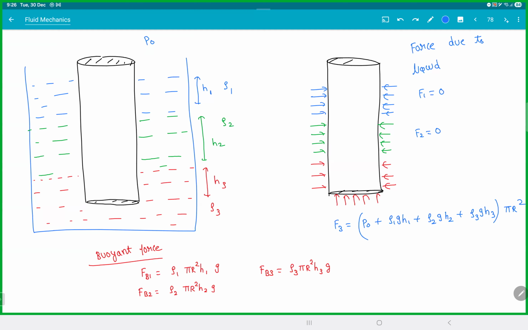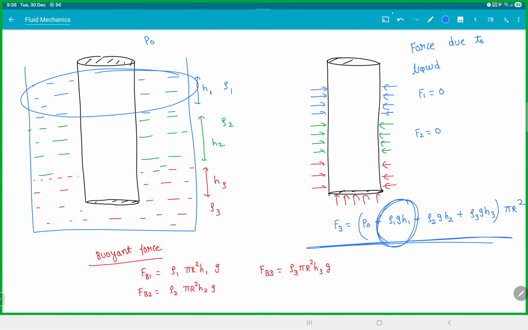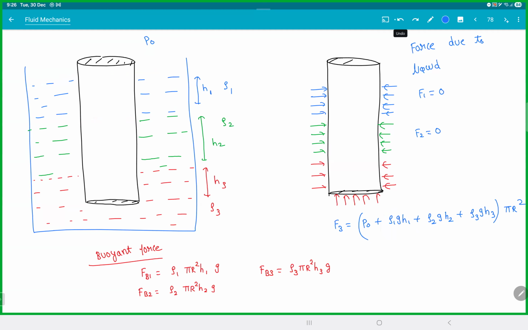Listen. Suppose the blue liquid was absent, what would have happened? The pressure here, rho 1 g h1, would have been missing. Do you agree with that? If that pressure was missing, then the net upward force would have decreased. So the blue liquid is not directly exerting force, but it is indirectly increasing the pressure at the bottom, and that pressure is pushing the cylinder up. Are you clear with this? So the buoyant force is taking care of that indirect effect.